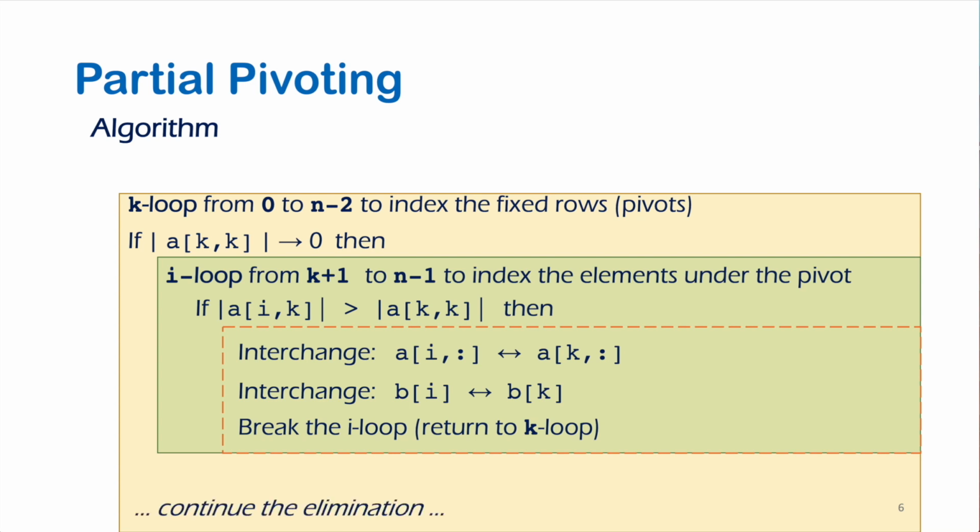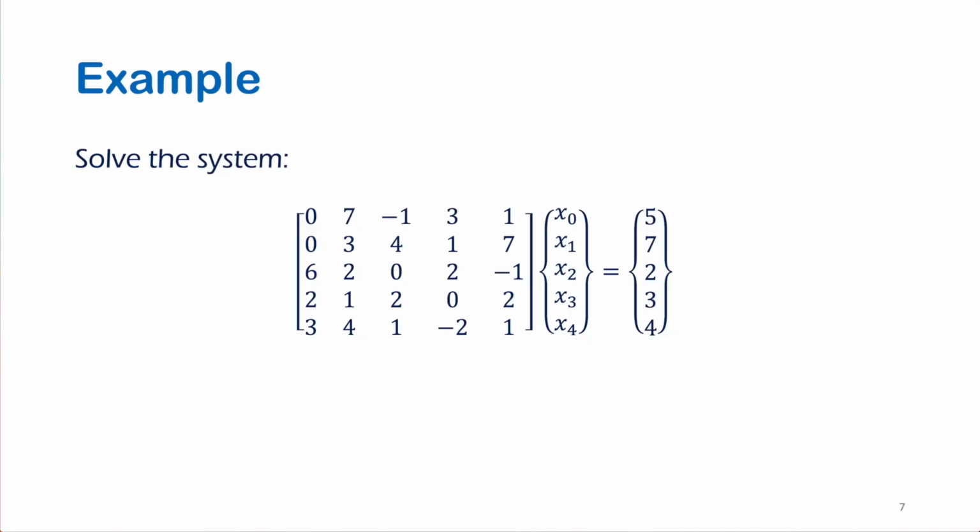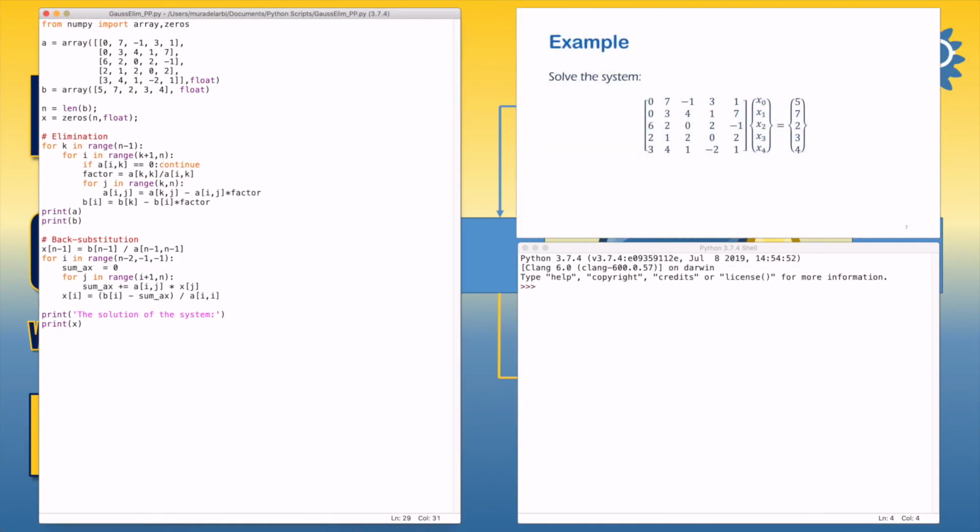Now, let's see an example in order to see how to code this algorithm in Python. In this example, this system contains two 0 elements in the first column. So it should be modified by using partial pivoting before the elimination. Now, we start coding of this tutorial from the Gauss elimination script we developed in the last video. As you see here, we started with the definition of A and B arrays of the given example.